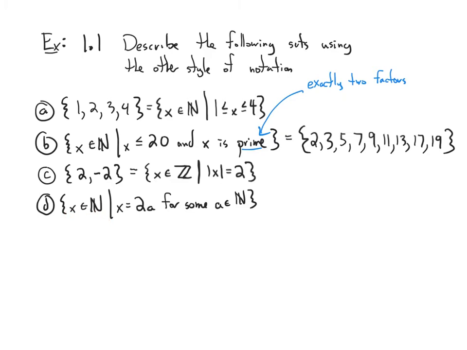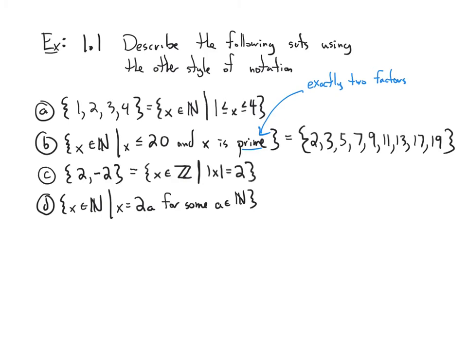It's natural numbers such that the natural number equals 2 times a, and now it's going to tell us what a is. Well, a is some other natural number. So this means that it's all natural numbers that can be written as 2 times another number. And if you think about it, what does this mean? Numbers that can be written as 2 times some other number, well, what are they? Well, 2 times 1 is 2, 2 times 2 is 4, 2 times 3 is 6, 2 times 4 is 8. Well, they're all your even numbers.